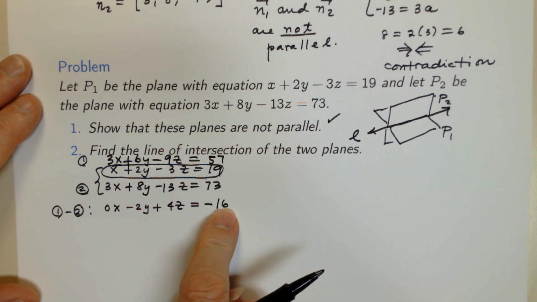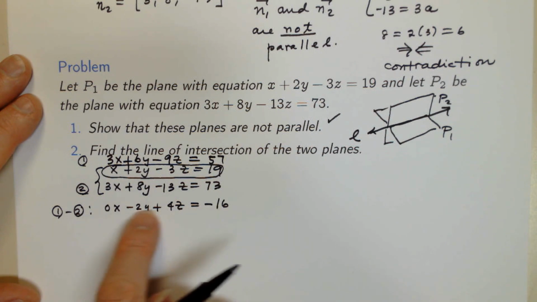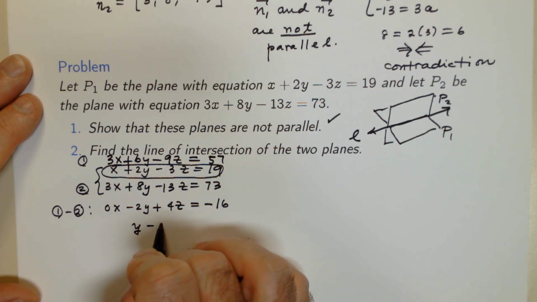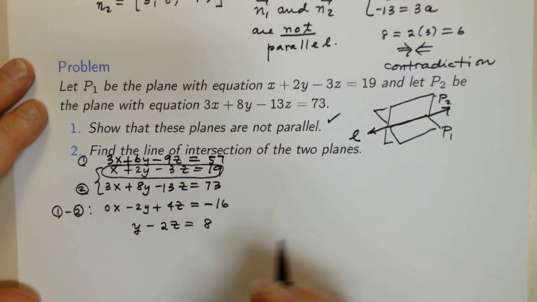Now I'm going to take this equation and simplify it. I'm going to divide through by negative 2 just to clean up the coefficients a little bit, and we're going to get y minus 2z equals 8. And then I'm going to solve this for y.